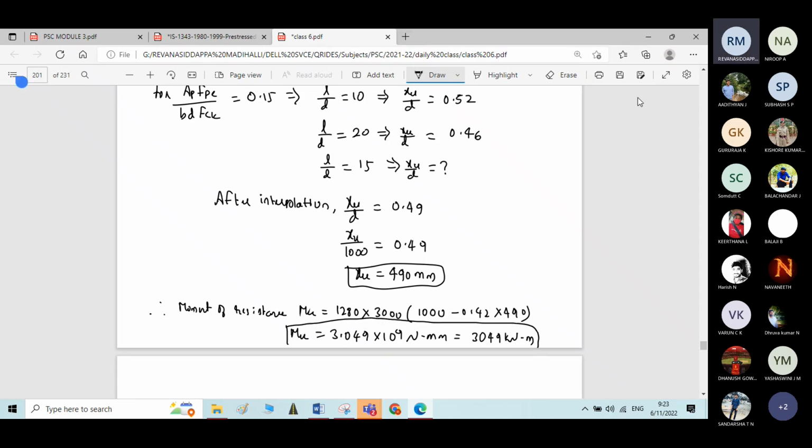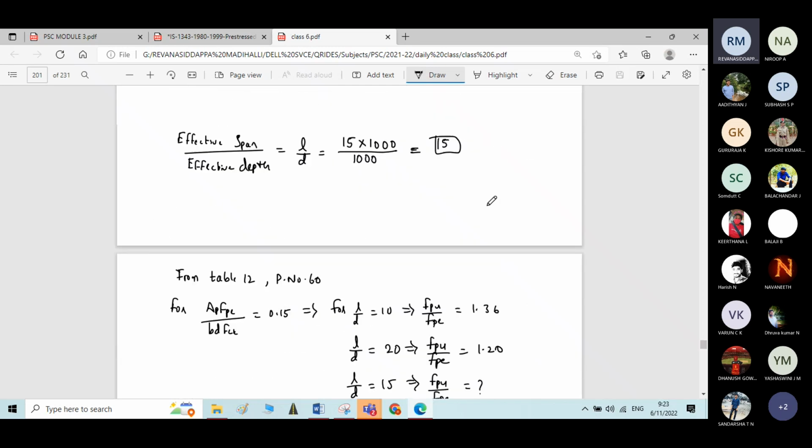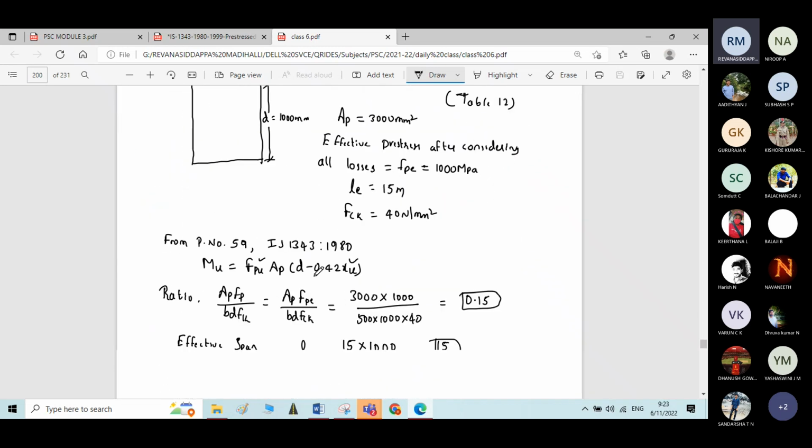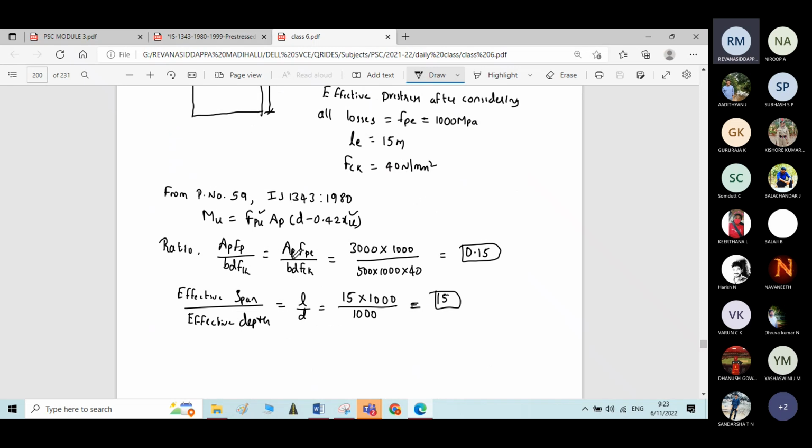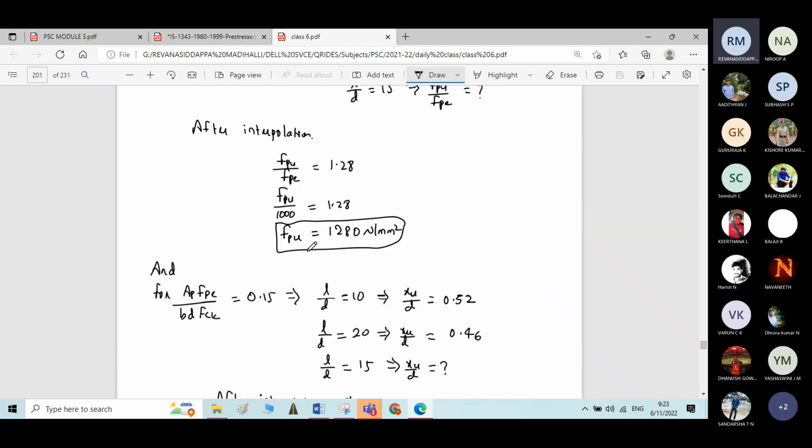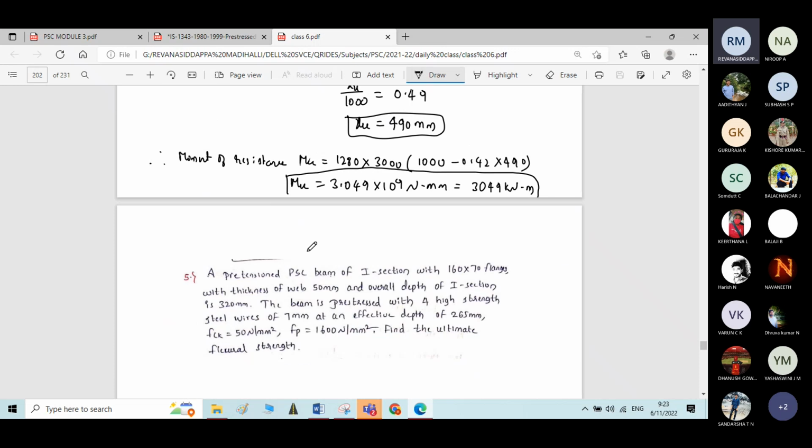Okay, this completes the problem. Very simple problem. Everything is there in the code book. This formula is there. Even the table is there to pick up the value of FPE and XU. You can easily solve the problem. Correct?